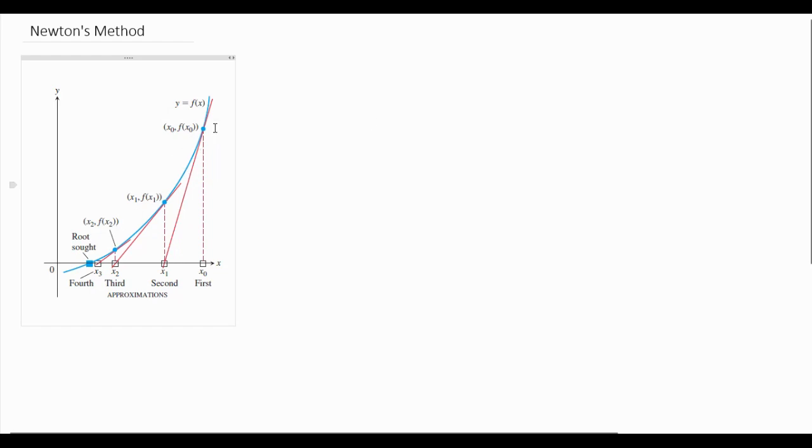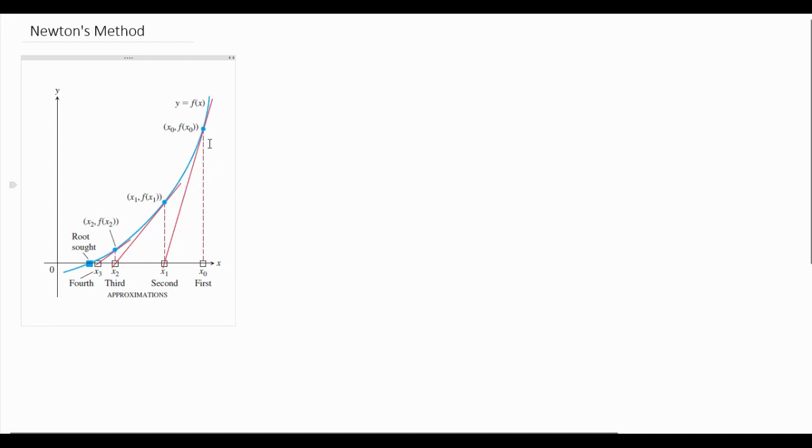Basically, in this method we have some approximations and we keep approximating till we get to our root. Our first number can be any number, a random guess, and then if we move on to our second, third, fourth number, which we get through our formula, these numbers are much closer to our root.